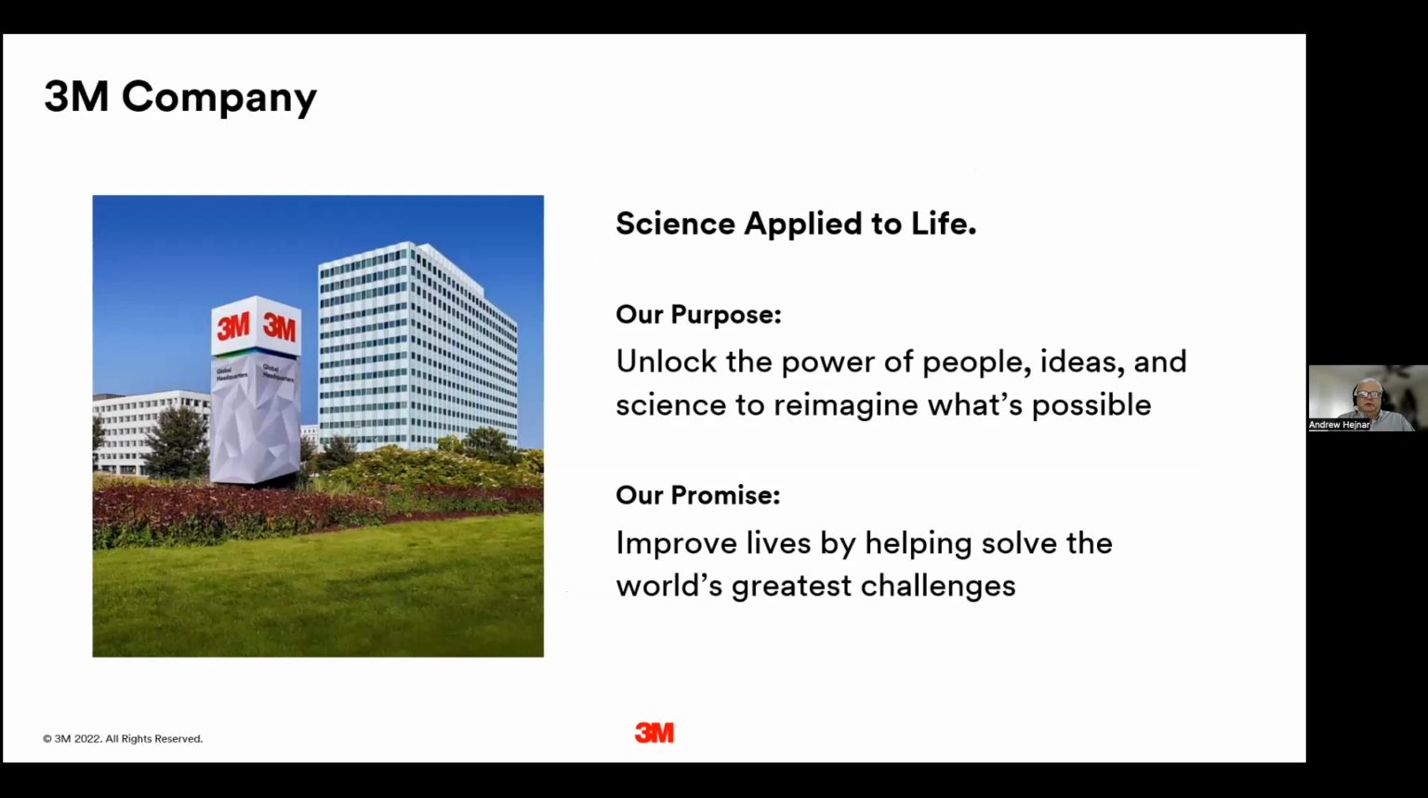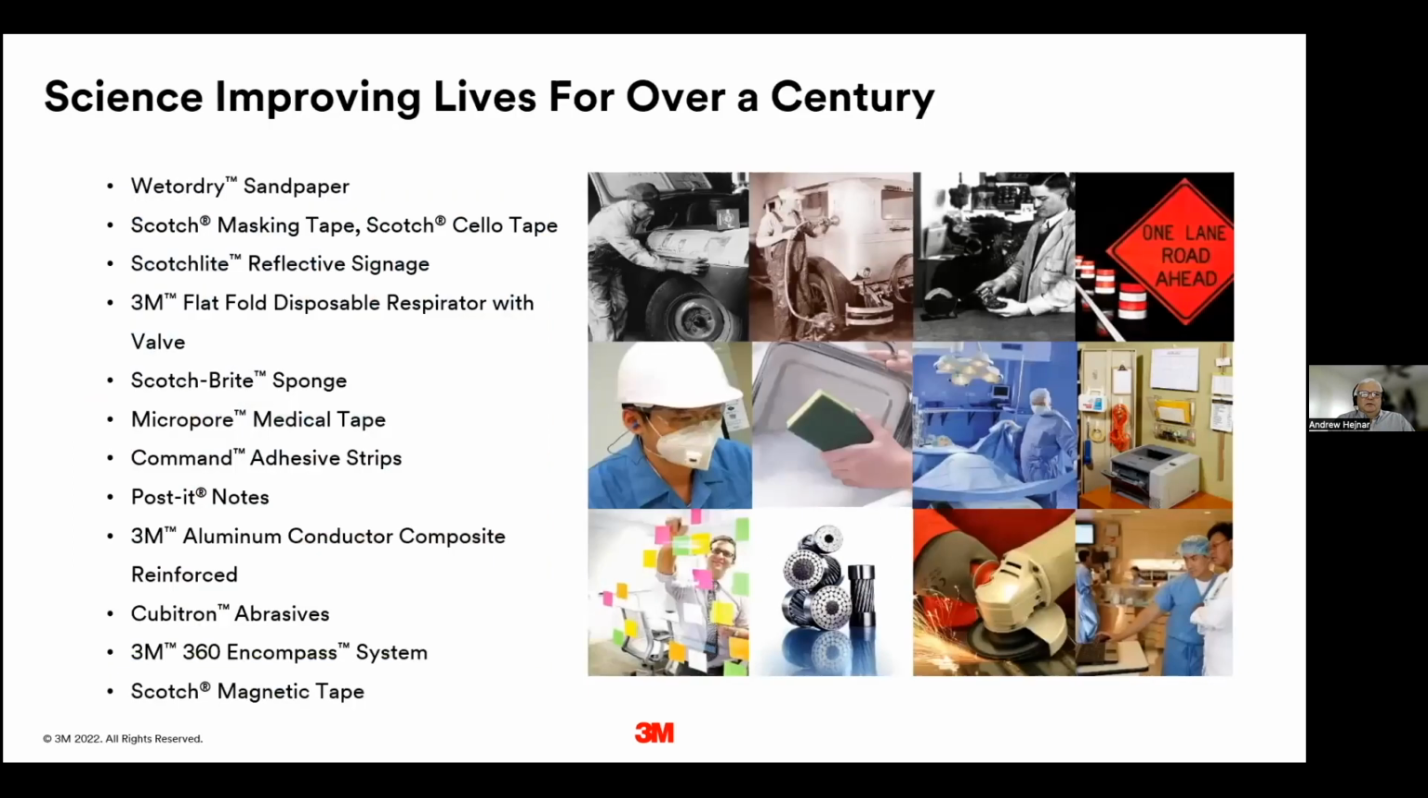Before I start talking about RETScreen and energy, I need to introduce you to my company. 3M's been around for over 118 years. Our purpose is to unlock the power of people, ideas, and science to reimagine what's possible, and our promise is to improve lives while helping solve world's greatest challenges. Everybody knows a few of our products, like Post-it notes or Scotch tape, but the fact is that we make over 55,000 different products in 46 different technologies, and we have over 200 manufacturing sites globally.